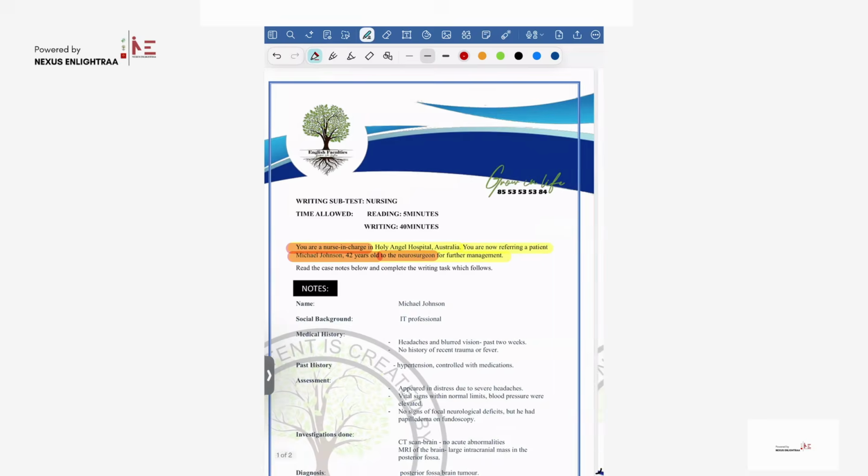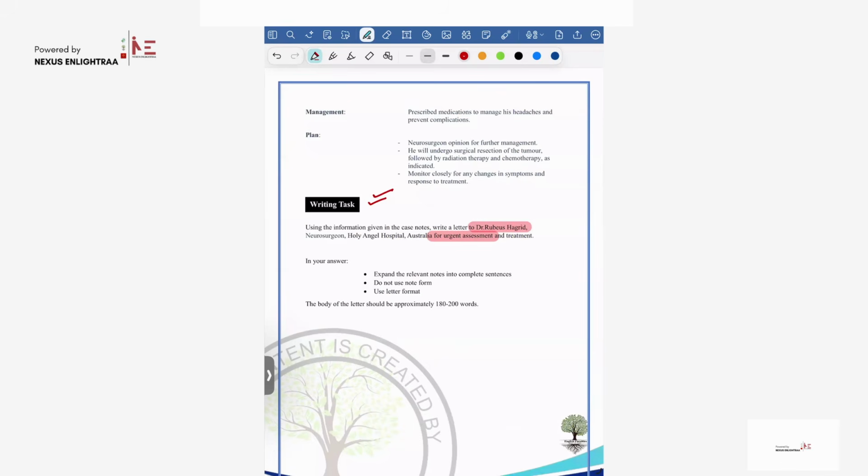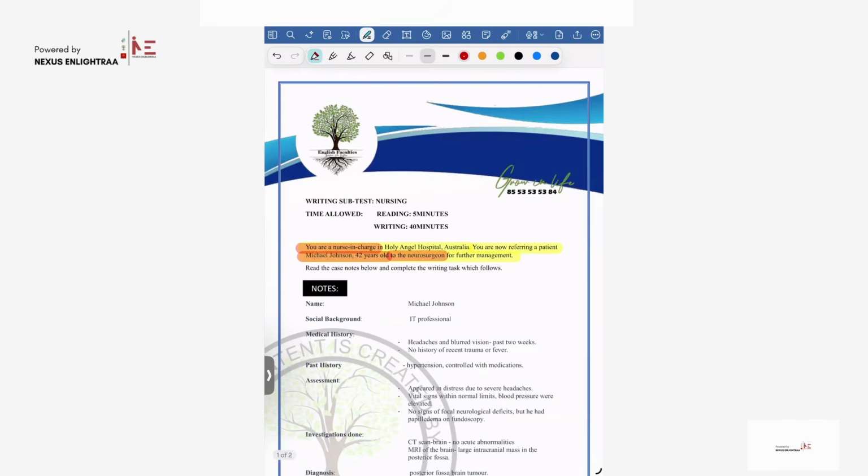Now, the word urgent is very important here. It is not just background information, it tells you the tone and nature of this letter. Your letter must reflect this urgency. Keep this in mind as we write. So, the word urgent here, right? It is of utmost importance. Let's go to the next thing, and that is reading the case notes.